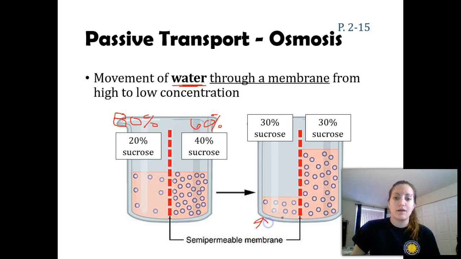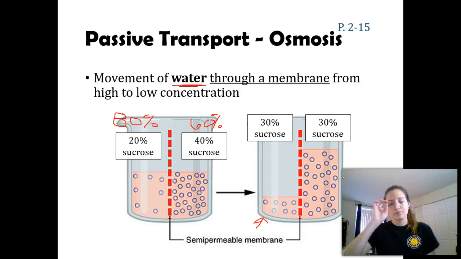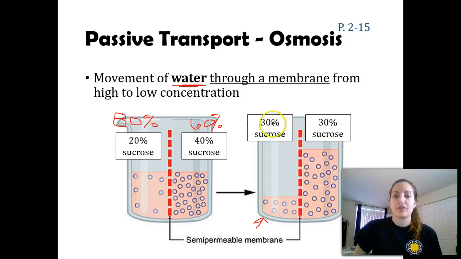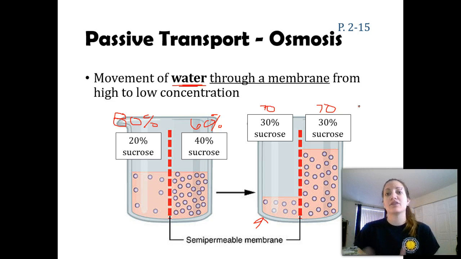Now, right here, we don't have as much water as we originally did. It moved through the membrane to the other side. It increased in concentration on the right-hand side. This is because it wanted to be equal. We wanted to have the same amount of water on one side as we did on the other, and we do. Here's a 30% sucrose solution, so that's going to be 70% water. And we have a 30% sucrose solution, so that's going to be 70% water. So we have 70% water on either side.